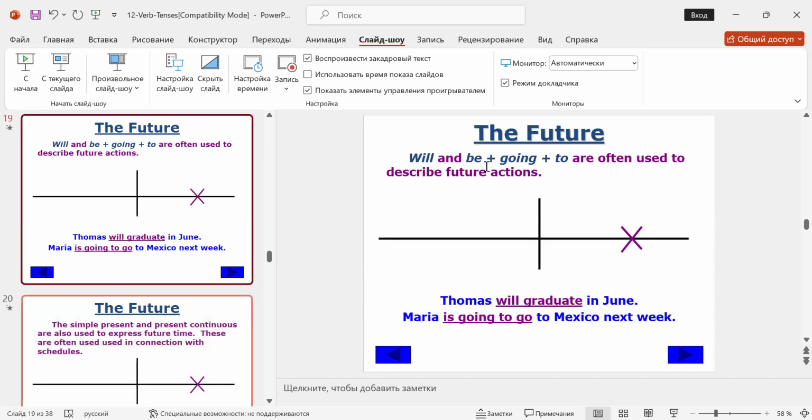Next, the future tense. Will, be, ing, to are often used to describe future actions. Thomas will graduate in June. Maria is going to Mexico next week.